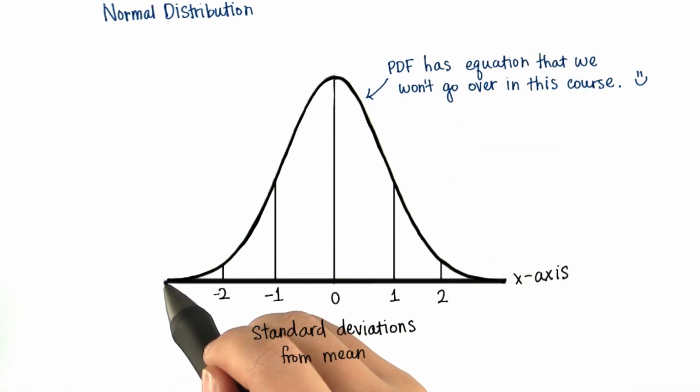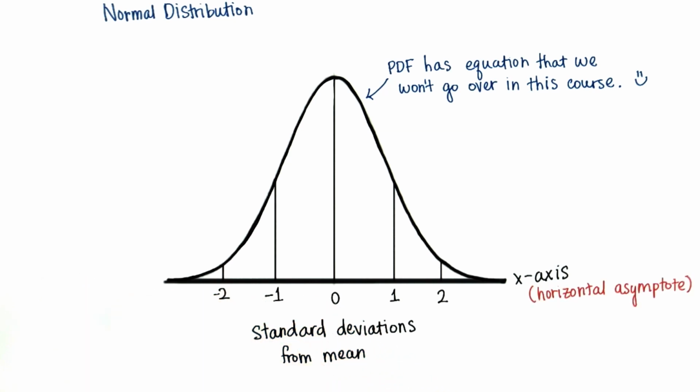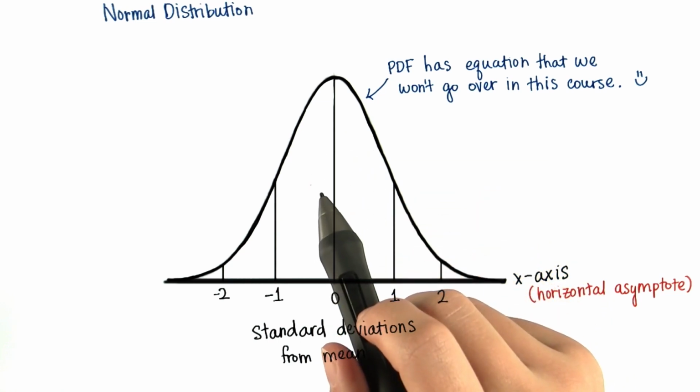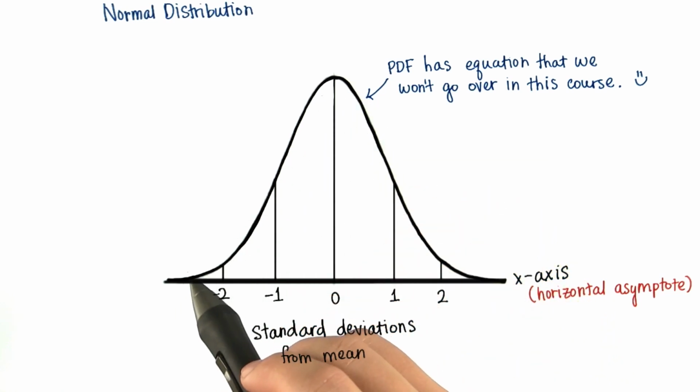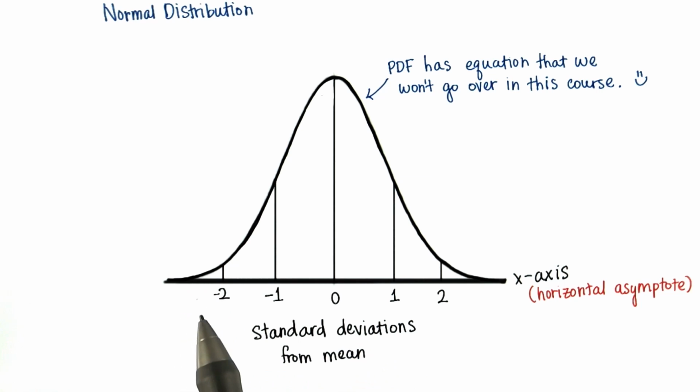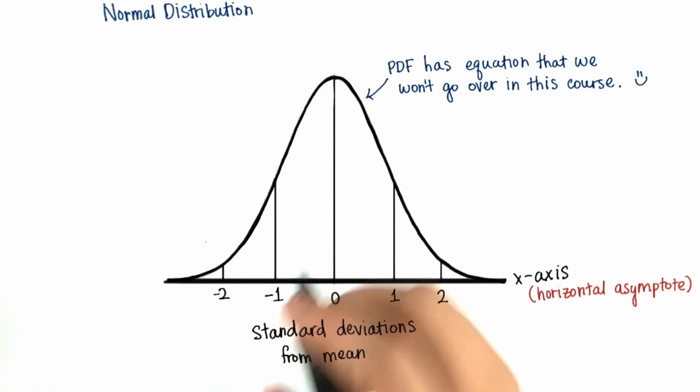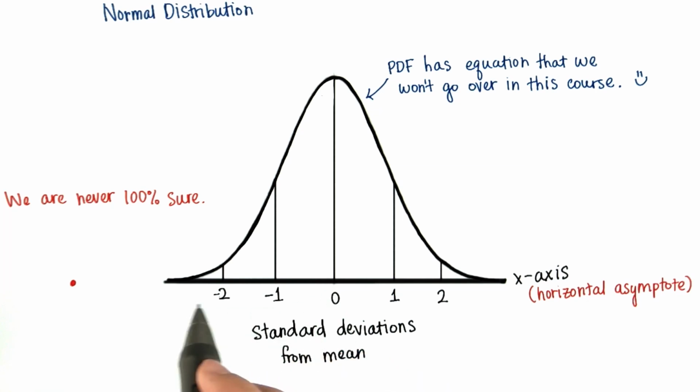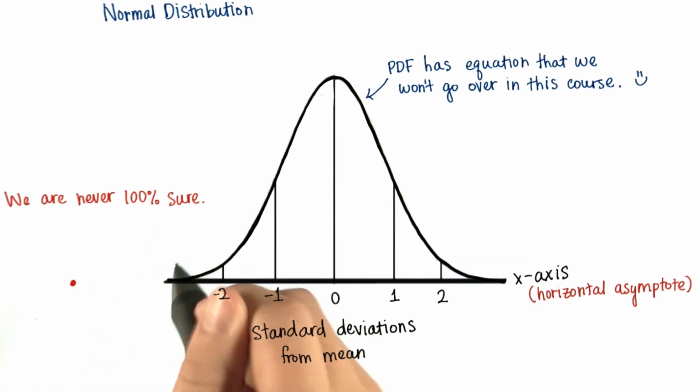First, the tails never actually touch the x-axis. They get closer and closer to the x-axis. So the x-axis is a horizontal asymptote. The reason the tails of this theoretical model don't touch the x-axis is basically because we can never be 100% sure of anything. In other words, we could have a value way out here, really far from the mean, like 5 standard deviations away, but the probability of getting this value or lower is very small. And it's equal to the area under the curve.